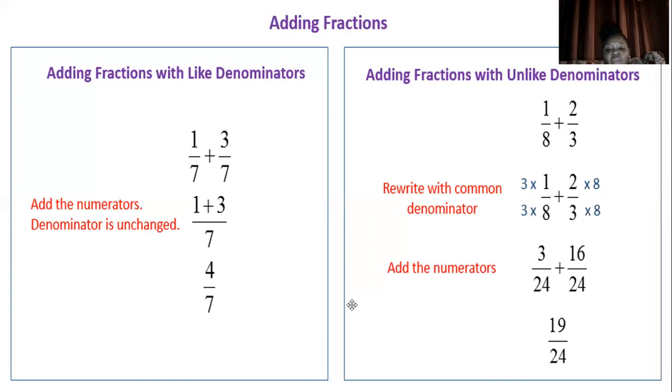So we have 3 multiplied by 1, which is 3, and 8 multiplied by 3, which is 24, plus 2 multiplied by 8, which is 16, over 3 multiplied by 8, which is 24. So now we have 3 over 24 plus 16 over 24, which gives us 19 over 24, because 16 plus 3 is 19.